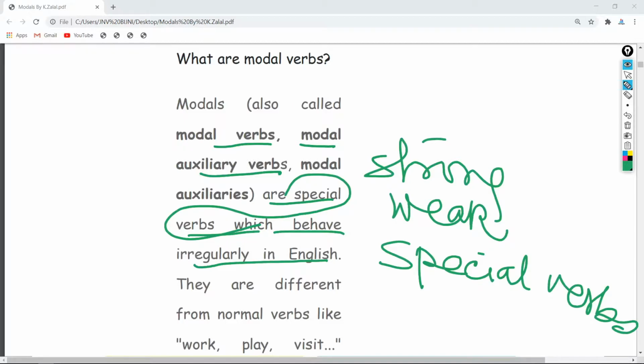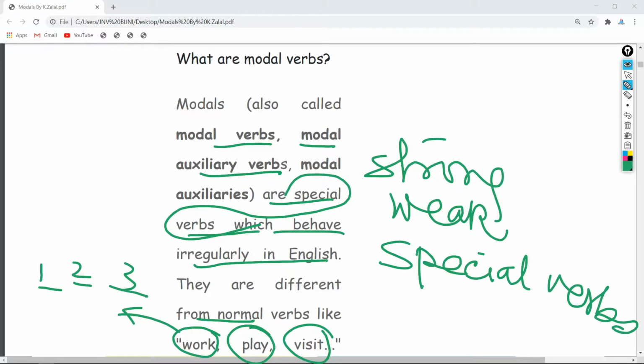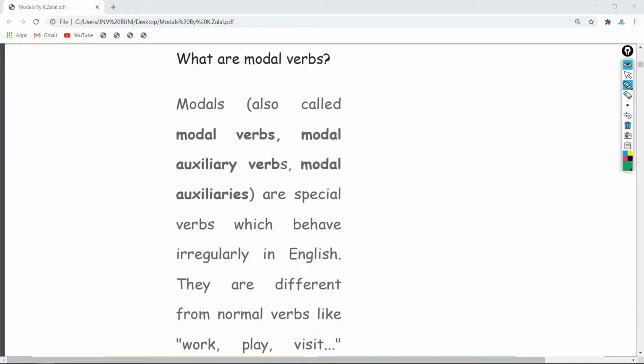When we are talking about the normal verbs, these normal verbs will have 3 different forms: first present, second past, third past participle. Work, worked, worked. Play, played, played. Visit, visited, visited. All these forms are there in the case of normal verbs, but the special verbs or auxiliary verbs, which are also called anomalous, finite or defective verbs, do not have these 3 regular forms. Therefore, let us continue.